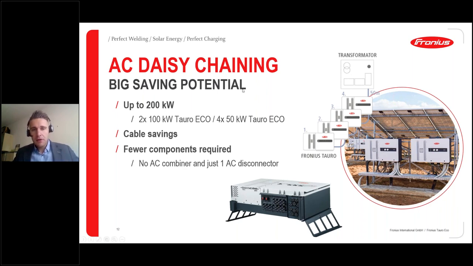What is, of course, the big advantage of this AC-DC chaining option? You can save cabling, because instead of going separately with each inverter to the transformer meter, you now go with one AC bus interconnected to all inverters to the transformer, and therefore you save a huge amount of cabling. And also on other components like AC disconnector, you just need one here right before the transformer station, and also AC combiners can be saved. So this can provide you a big saving potential, which you can realize.